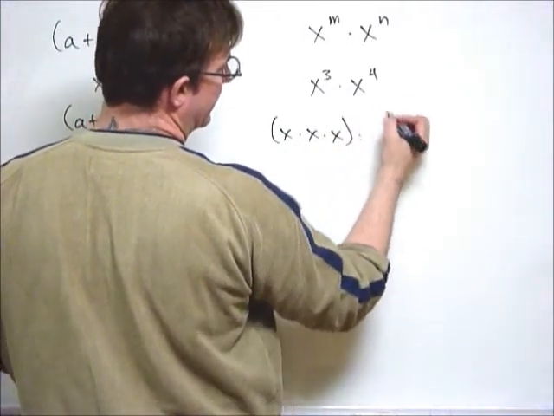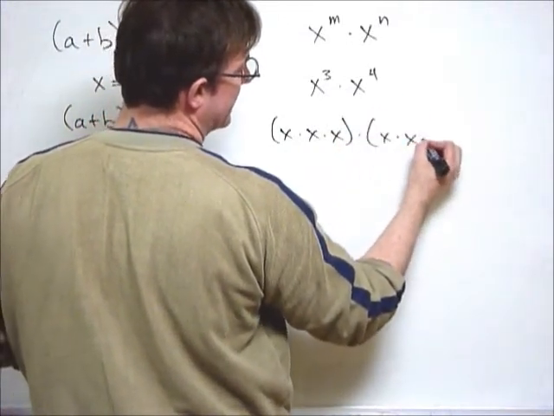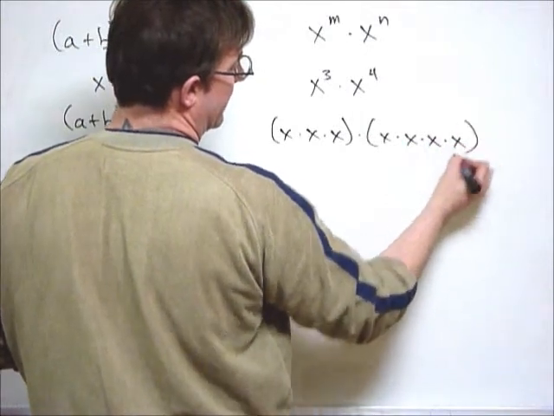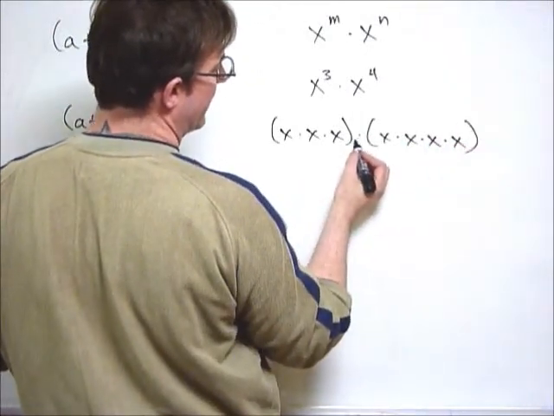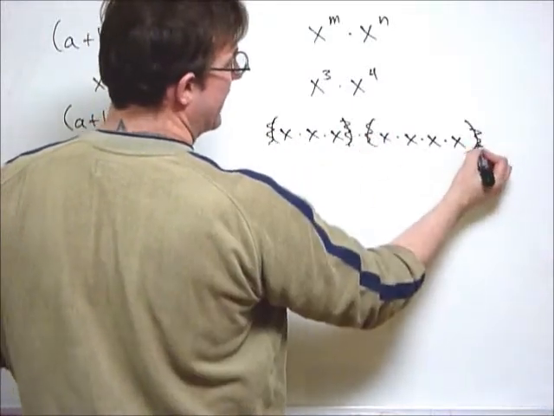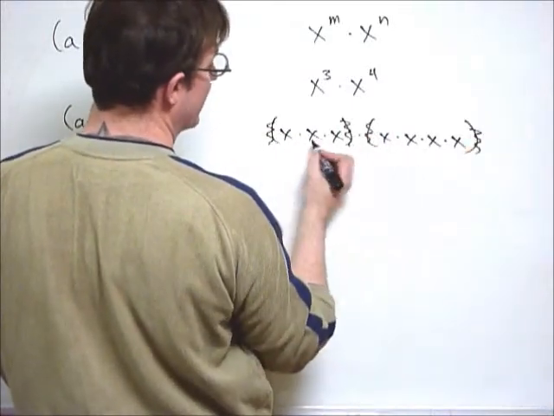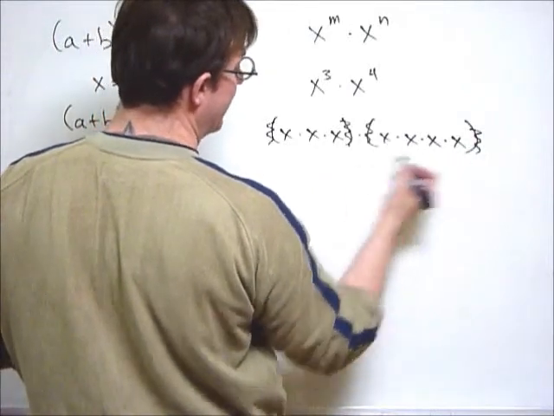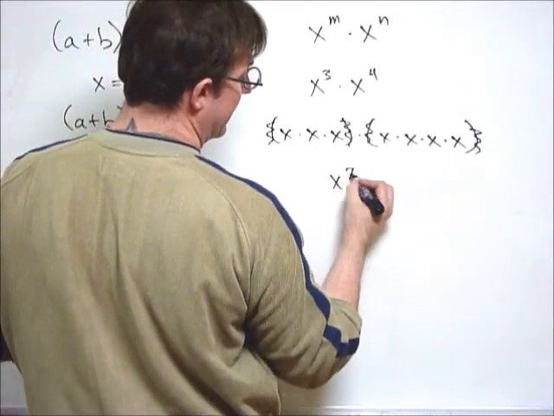And what's x to the fourth? Well, it's x times x times x times x, right? And they're smart enough to know that you don't have to worry about these brackets. You can just leave those out. And how do you simplify this? Well, that's easy. 1, 2, 3, 4, 5, 6, 7. It's x to the seventh, right?